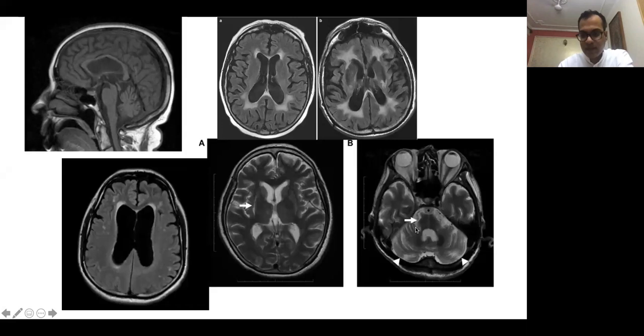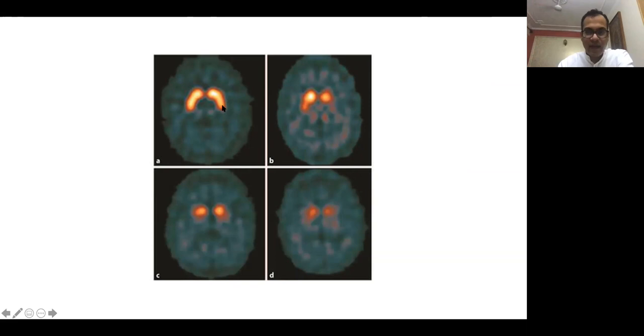This is how a DAT scan, which we have, looks like. Normally you should see the corpus striatum as a comma shaped entity. In early Parkinson's, the comma shape becomes asymmetrical and later on becomes dimmer and dimmer.